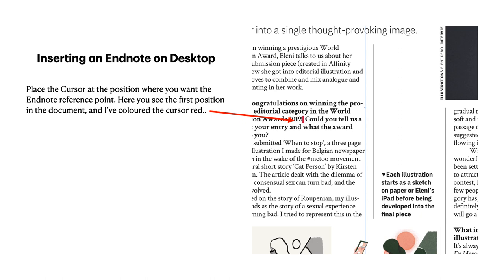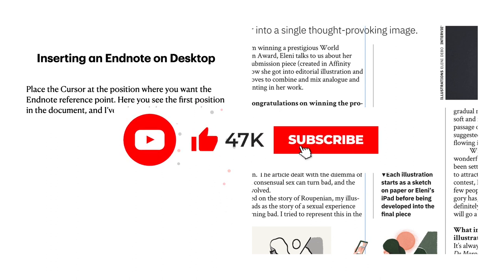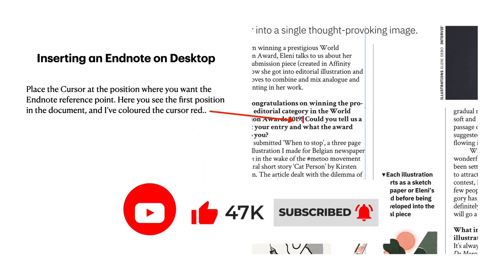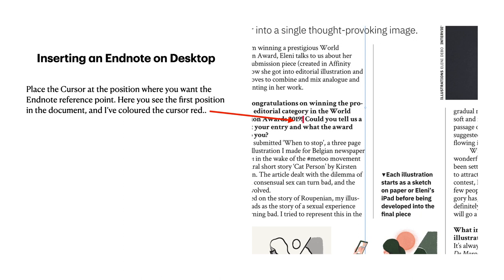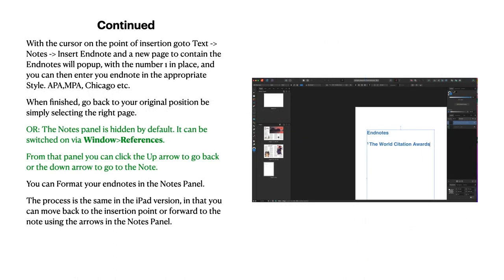Now, inserting an endnote on the desktop, here's a simple step-by-step. We've got a reference there to the World Something or Other Awards 2019, and I'm going to reference that, so place the cursor at the position where you want the endnote reference point. Here you see the first position in the document, and I've coloured the cursor red so you can see it. With the cursor at the point of insertion, go to Text, Notes, Insert Endnote. And a new page to contain the endnotes will pop up.